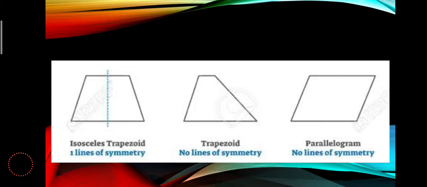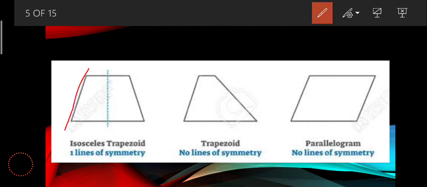This is all irregular polygons. Means your isosceles trapezoid is there. That means isosceles means only two sides equal. So this side we can say is equal to this side, and this is the line of symmetry which will divide it into two equal halves. So first of all, isosceles trapezoid have one line of symmetry.